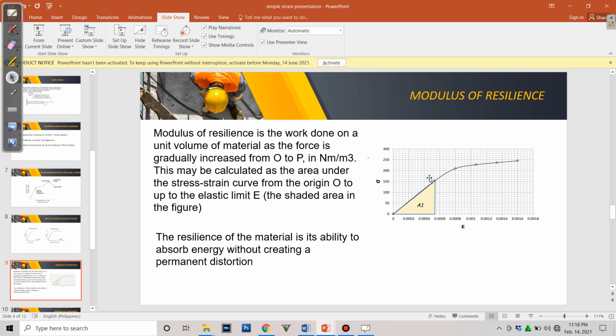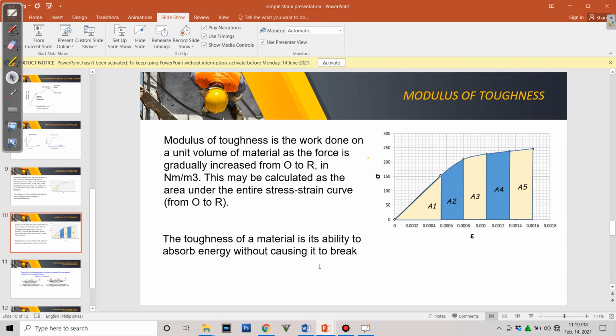So it is just the area bounded by the straight line, and the straight line is, as we all know, that is the proportional limit. And from that, we'll just have to project it down below the curve. So we will have a triangular shape here and compute that area. That will be the modulus of resilience. The resilience of the material is its ability to absorb energy without creating a permanent distortion.